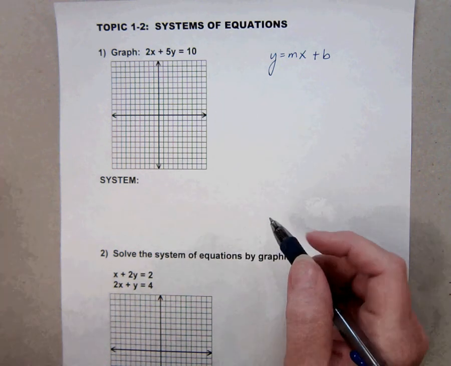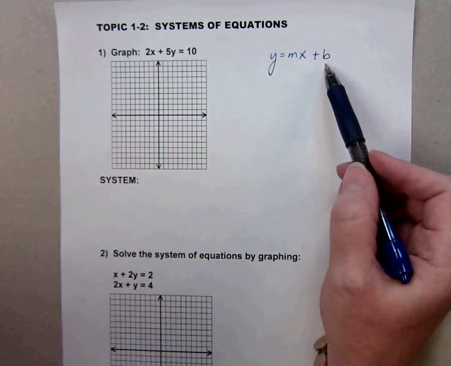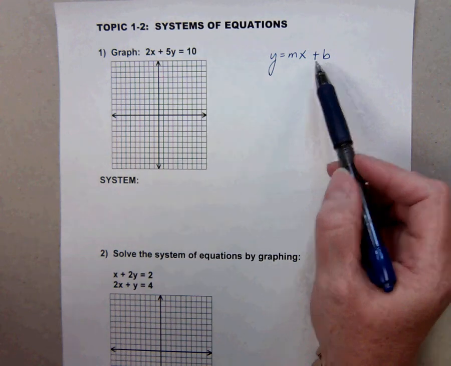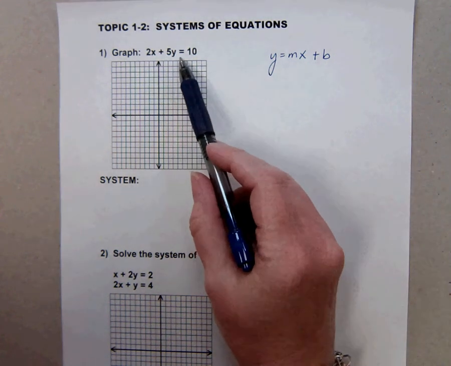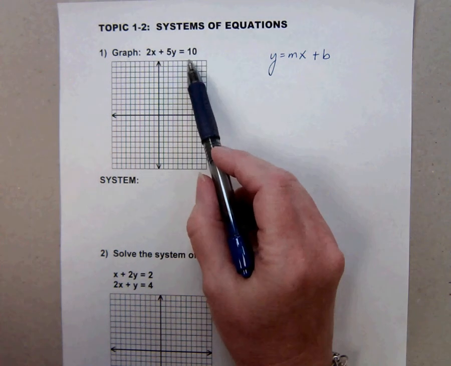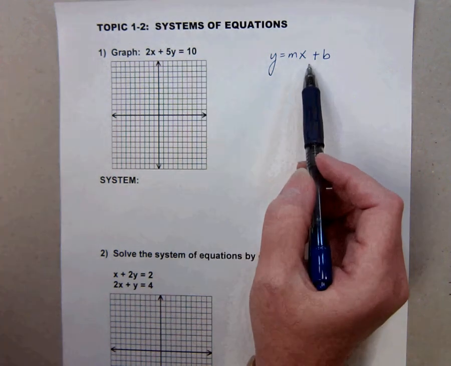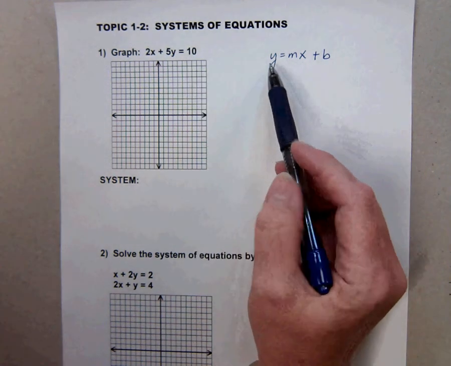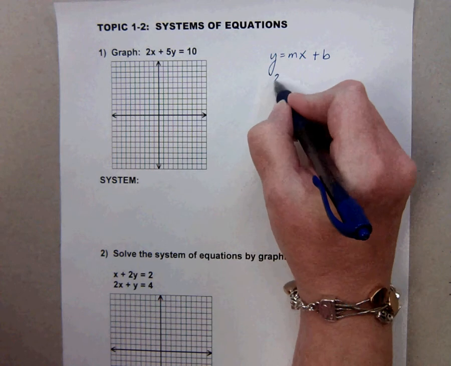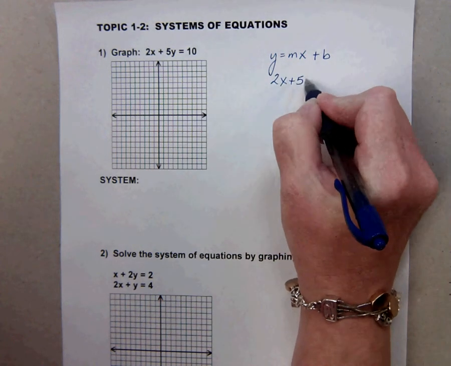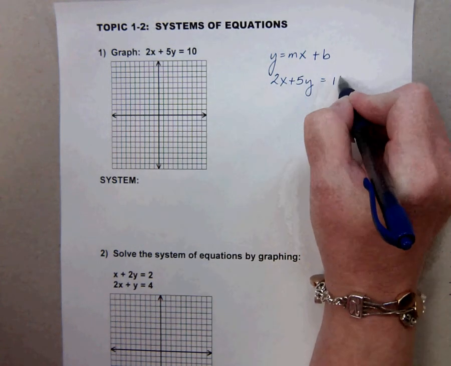Okay. y equals mx plus b is the slope-intercept form of an equation. 2x plus 5y equals 10. This one's in standard form, so we need to get it in this form, so we're going to have to solve for y. 2x plus 5y is equal to 10.